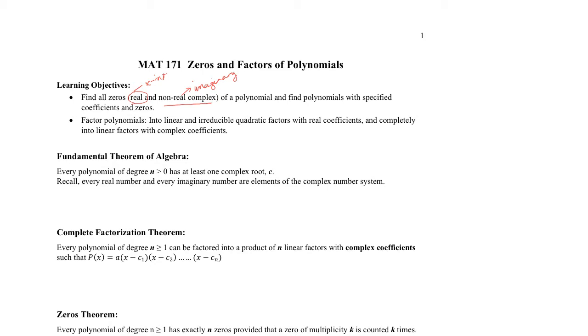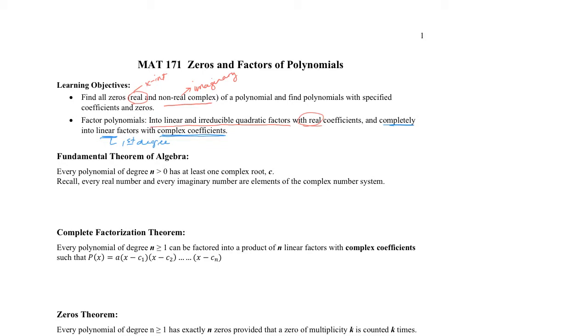And then we're, of course, going to find polynomials with specified coefficients and zeros. We're going to factor our polynomials into linear and irreducible quadratic factors with real coefficients. So the coefficients will be real numbers. And then we'll also factor them completely into linear factors. So linear factors are first-degree factors. And if we factor completely into first-degree factors, we will have complex coefficients, which means our coefficients may be real numbers, or they could be non-real complex or imaginary numbers.